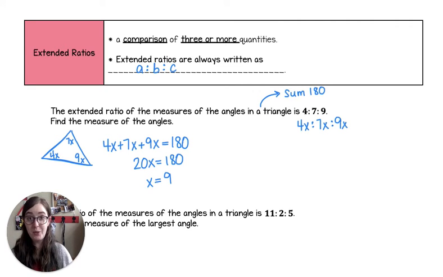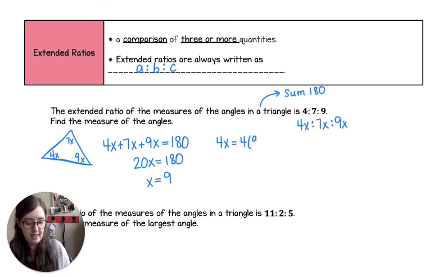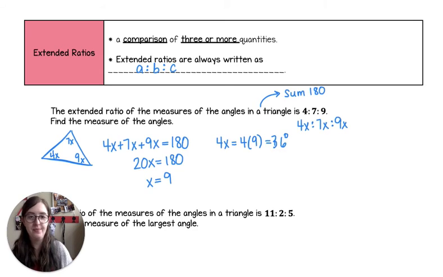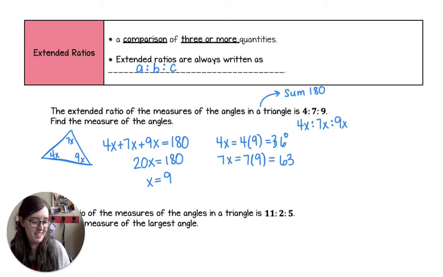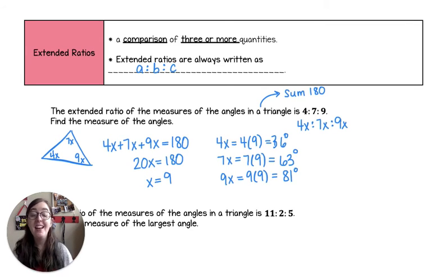So now to find all the actual angles, all we have to do is just go and plug it in. So 4x really means that we need to take 4 times 9, my x, and get 36 degrees. Then we need to plug it into that 7x. So 7 times 9, and that is 63 degrees. Then we had 9x, or 9 times 9. So my last angle is 81 degrees. It doesn't matter what order you put those in. I'm happy either way.